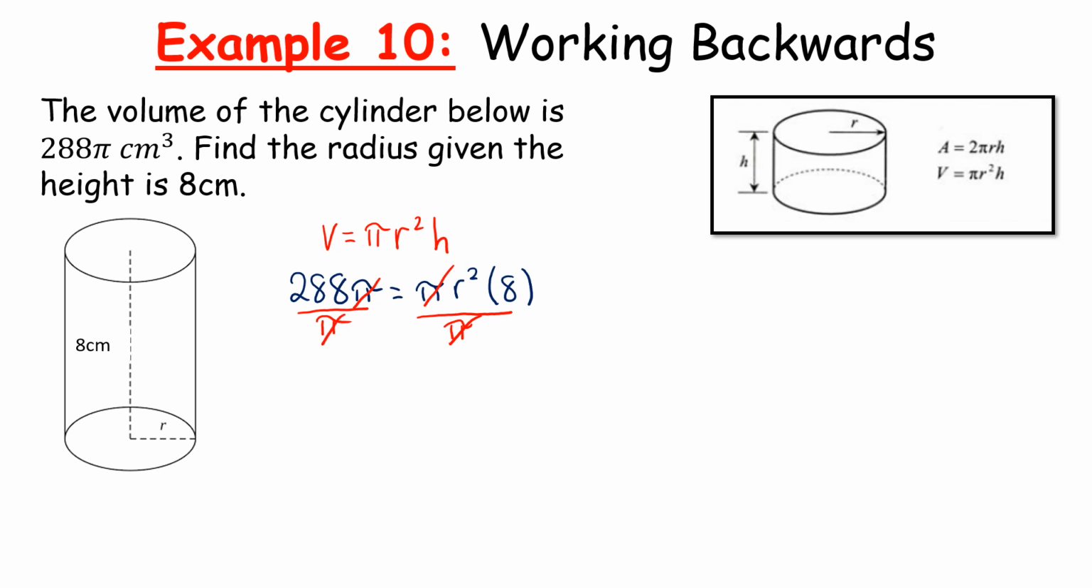So divide both sides by pi. I end up with 288 is equal to, be careful here on the right hand side, the r is squared but the 8 isn't, so I end up with 8r squared.